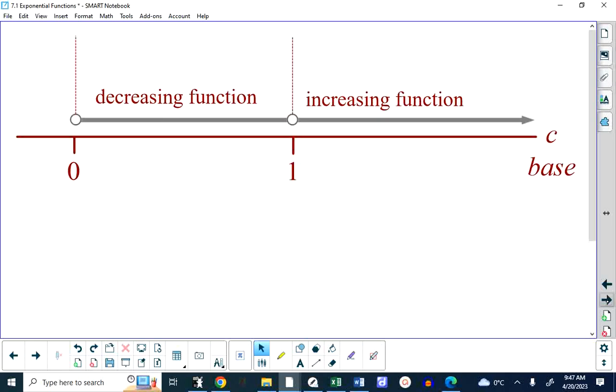We can say now that if the base is between 0 and 1, it's a decreasing function, and if the base is between 1 and infinity, in other words, it's bigger than 1, it's an increasing function. And the reason why I want you to add this to your note package is that terminology is something that we're going to see frequently. And there's other things we can say instead of increasing and decreasing.